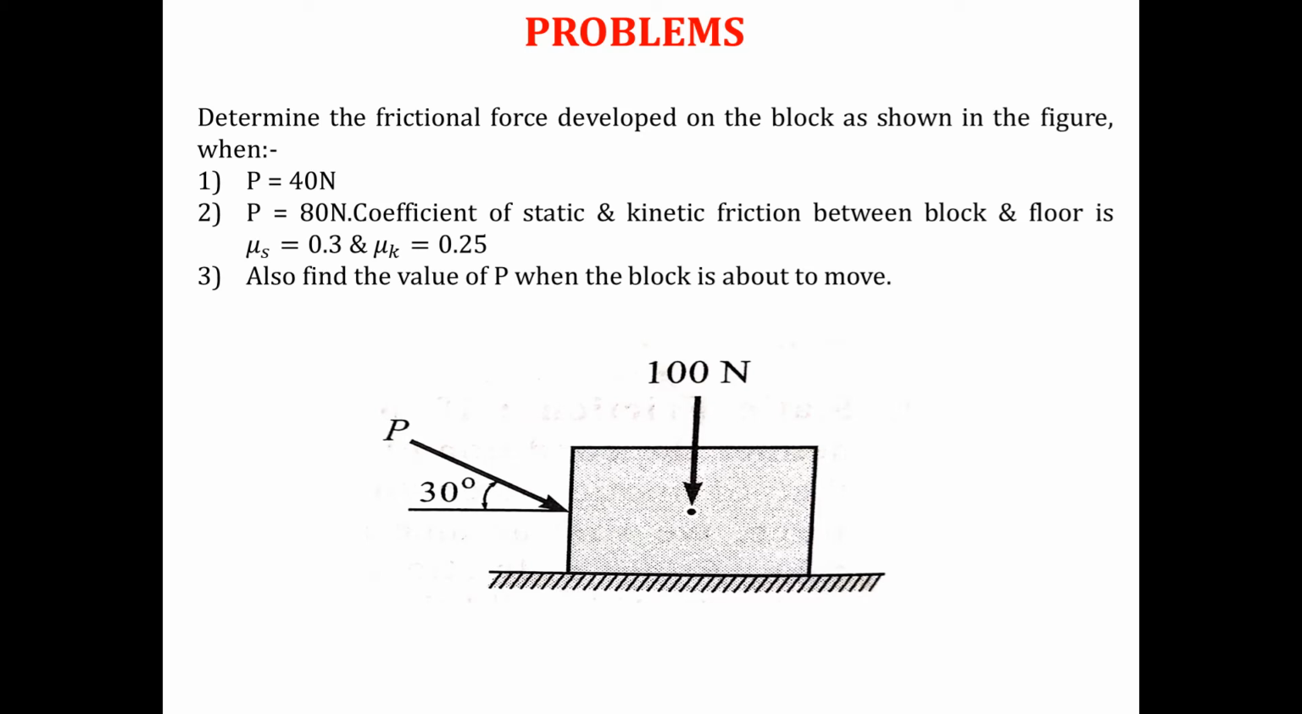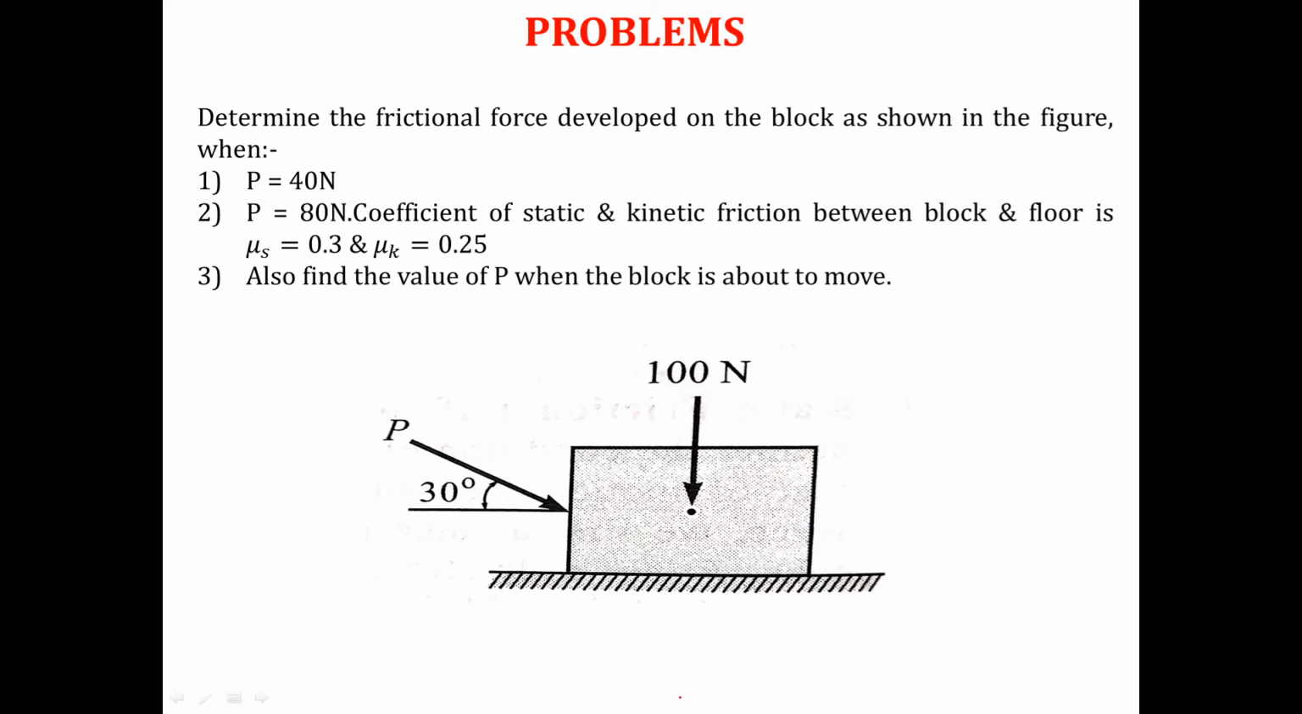Okay. But you can see that in this problem, two coefficients of friction are given to you. One is the coefficient of static friction, 0.3, and the other is the coefficient of kinetic friction, 0.25, and I know that frictional force is what? It is mu times the normal reaction. So when you draw the free body diagram of this body, what will the free body diagram be?